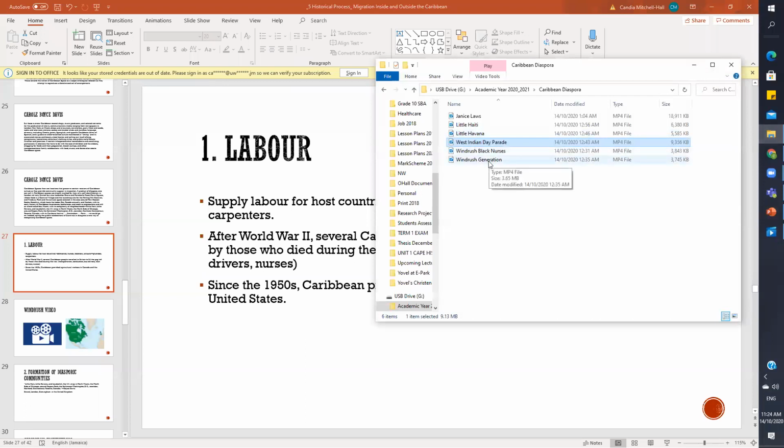Now, I'm going to show you something about the Windrush generation. The Windrush was the name of the ship on which Caribbean people would have gone to the UK during the 1950s.